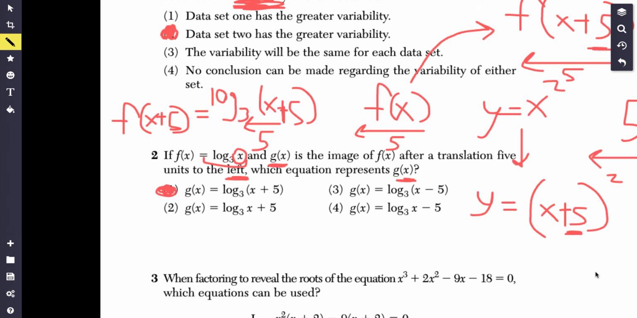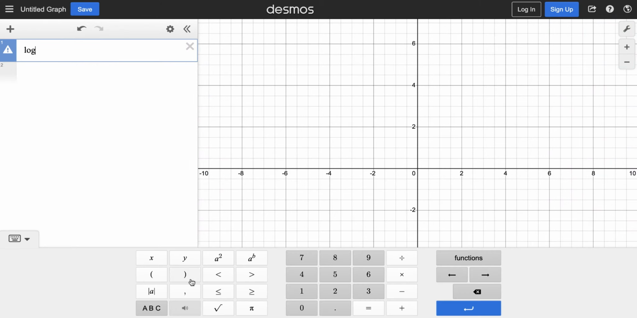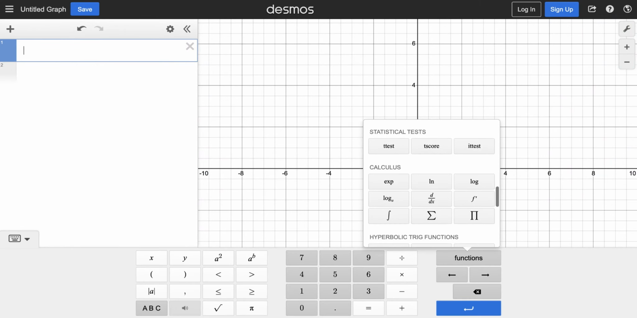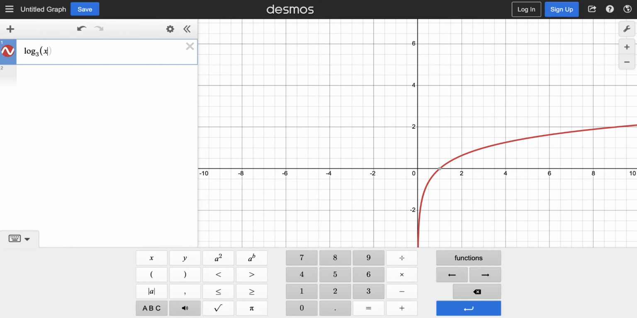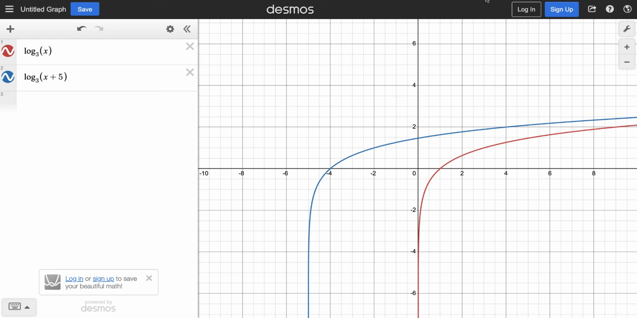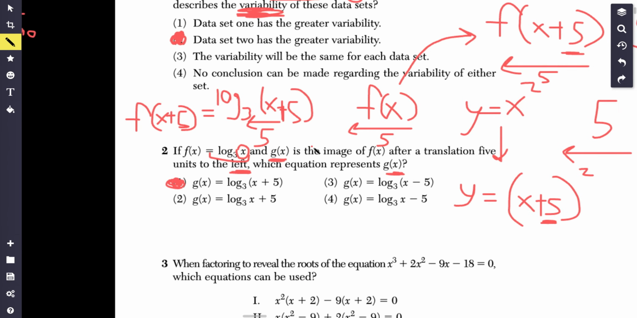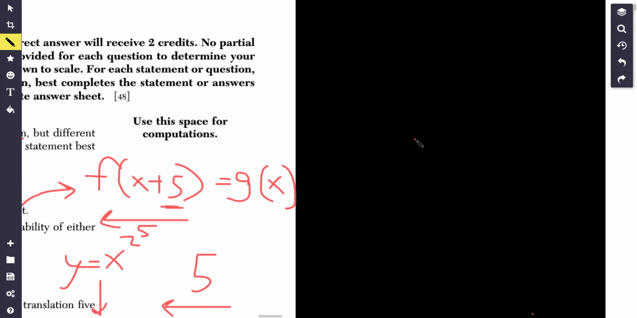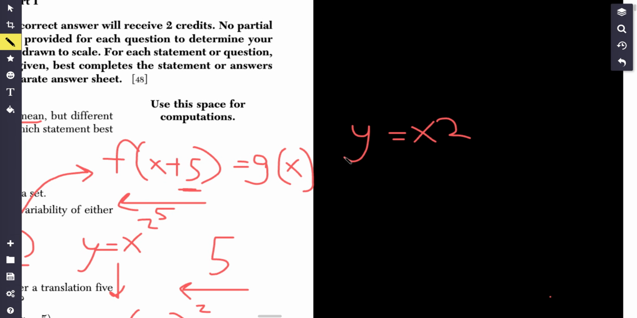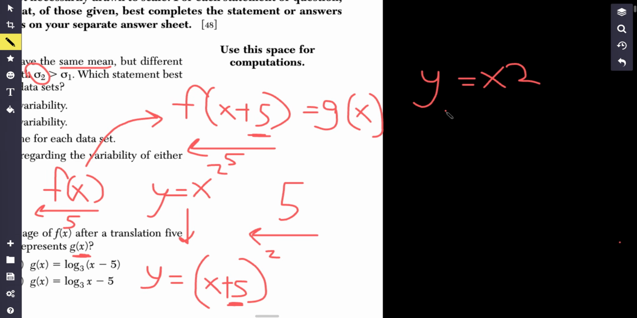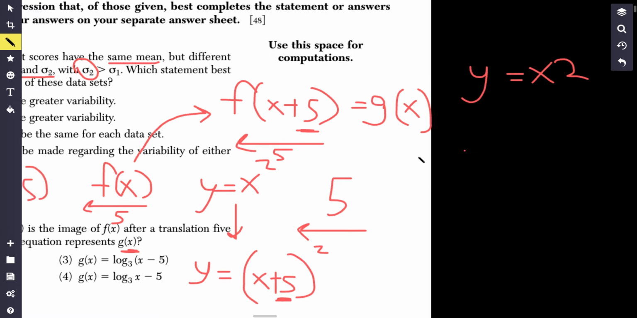And you can try this with decimals as well. Let's say this is log base 3 of x. If we have log base 3 of x plus 5, well, you just move it back by 5 units. So the main thing to note is that whenever you're doing transformations with logarithmic functions, it's going to be the same as when you're doing transformations of a quadratic equation in vertex form. So that's something important to note.